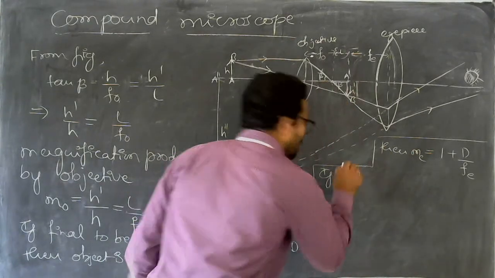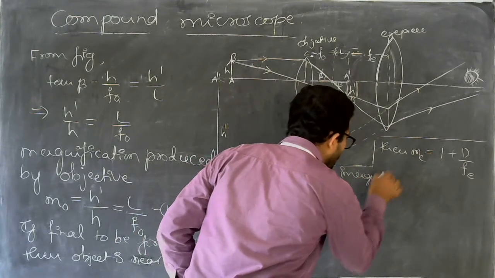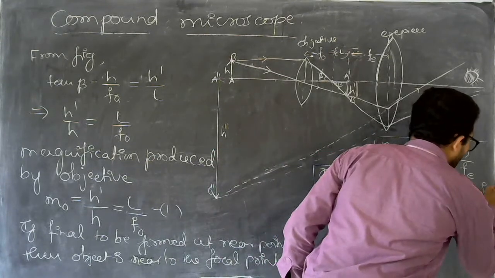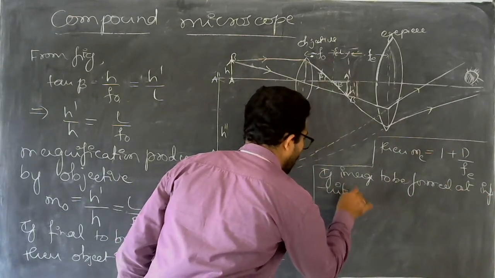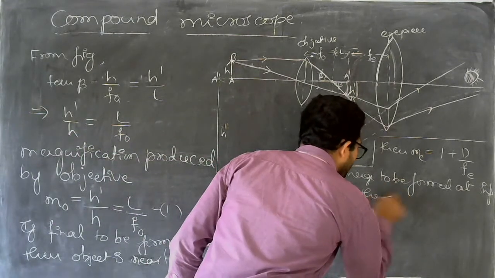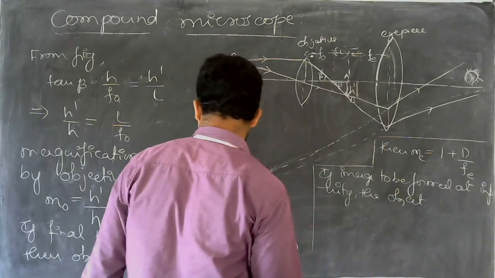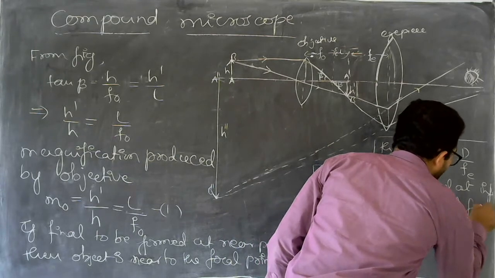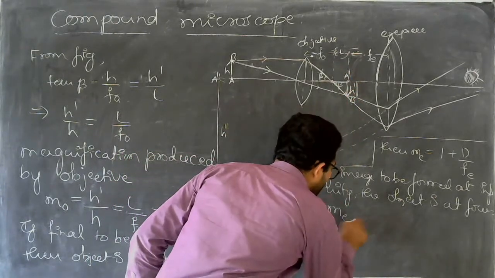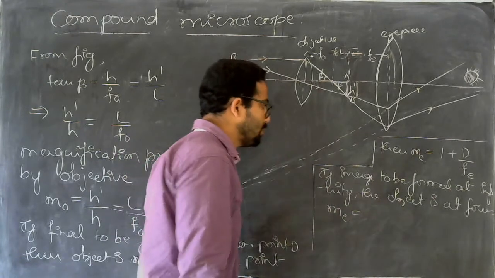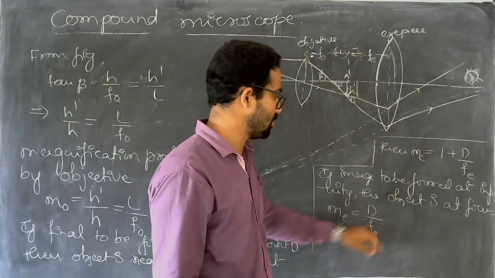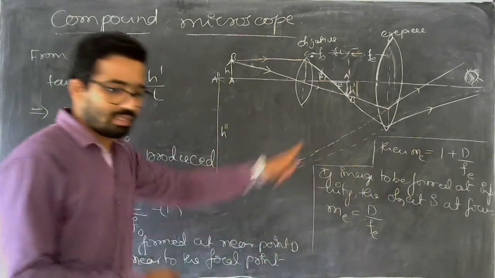Now if the final image is to be formed at infinity, then the object is at the focus. It should be at the focus, this place. This case is also proven, and the equation is D by F, which we have written for a simple microscope, here for the eyepiece focal length. So that's why D by F. These are the two cases we have proved.